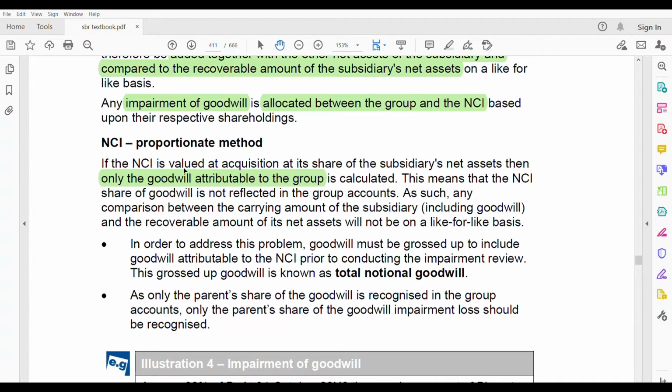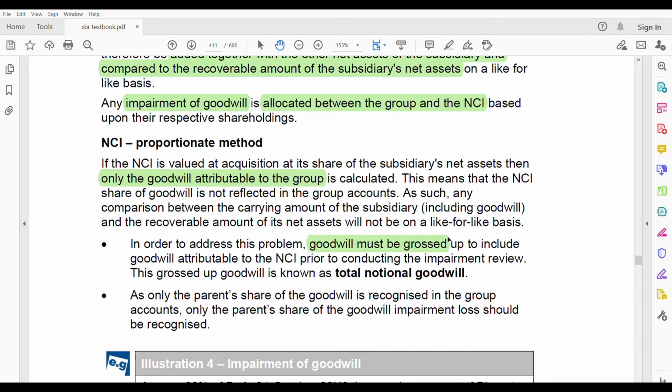So when you are comparing the carrying amount of the subsidiary, including goodwill, right, with the recoverable amount, it is not on a like-on-like basis, because that goodwill is only taking the parent. You have to take the NCI also when you are comparing with the net asset. So what should you do? You should do this additional working when it's a proportionate method. So to address this problem, you gross up the goodwill. You gross up the goodwill. It is known as grossing up goodwill.